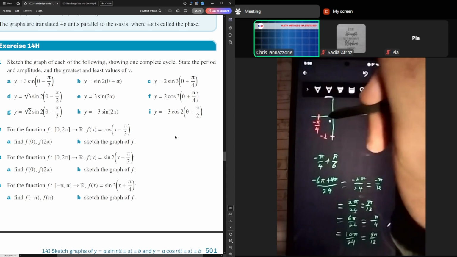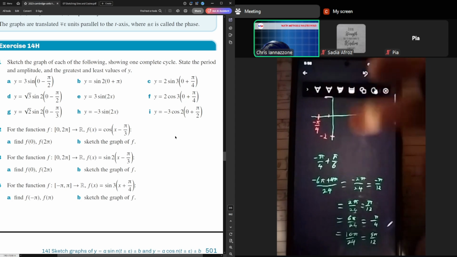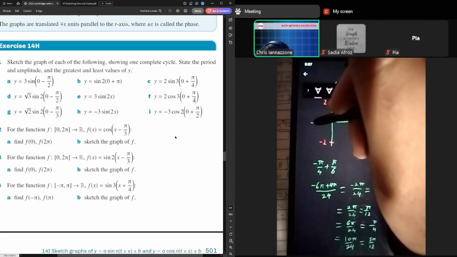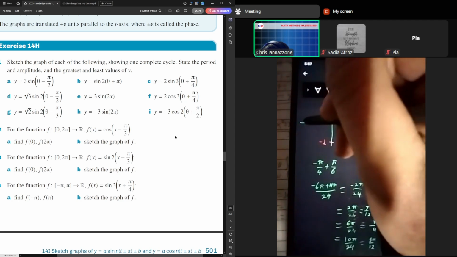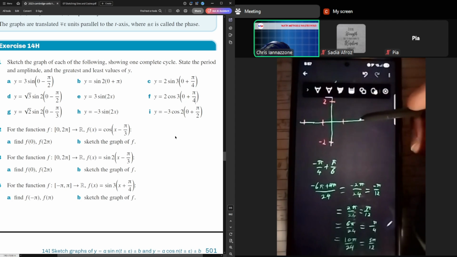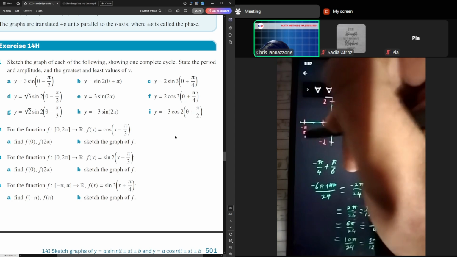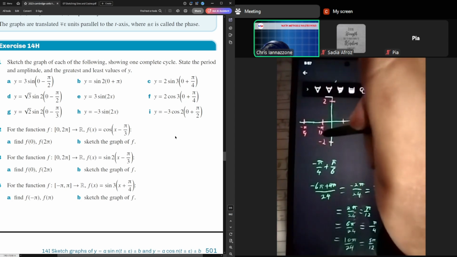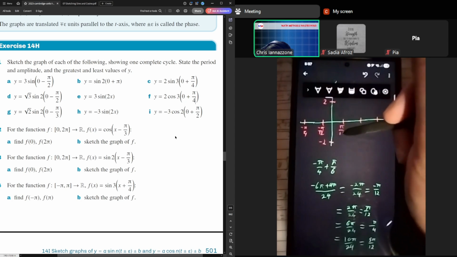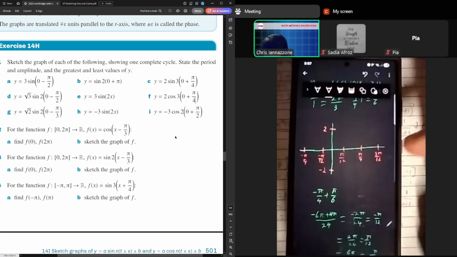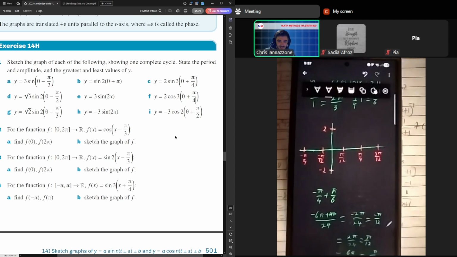Okay, so negative pi on 12 would put that. Yeah, maybe I should expand this out a little bit more. So if I go tick 1, 2, 3, 4, 5, we had that negative pi on 4 from before, minus pi on 12, plus pi on 12, pi on 4, and then lastly 5 pi on 12. Cool, got all those down. So you can see how horizontal translations can be a pain if they're different denominators.